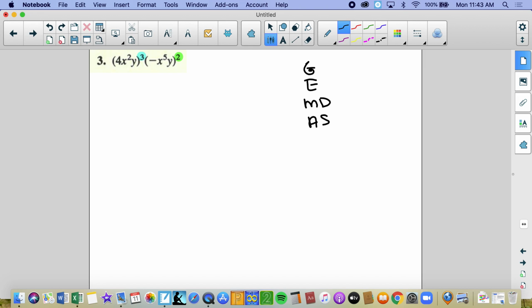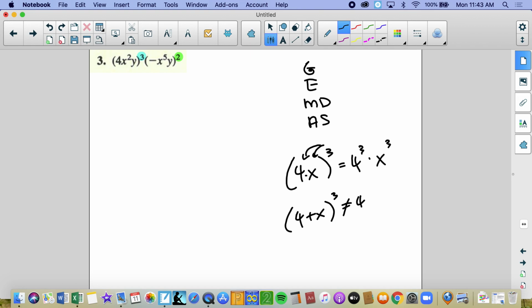So we're going to do our exponent. Whenever we have the product, we can always distribute. So if we have something like this, we can distribute into parentheses that have multiplication. So yes, that equals 4 to the third times x to the third. However, if we had 4 plus x to the third, we cannot distribute. That does not equal. No. You cannot distribute exponents into addition and subtraction.